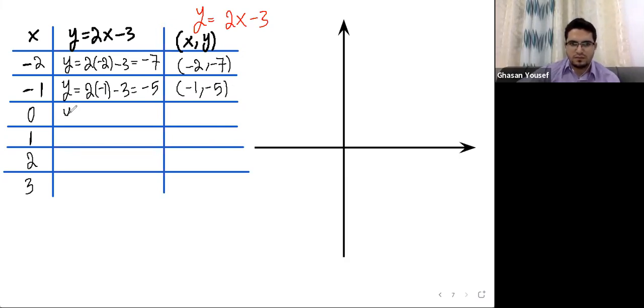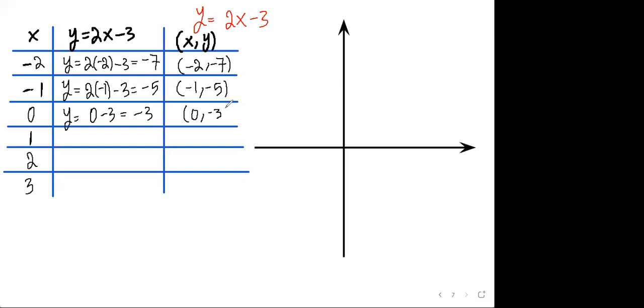The 0, plug the 0 here. What's the answer? 0 minus 3 is -3. So the point is 0 and -3.